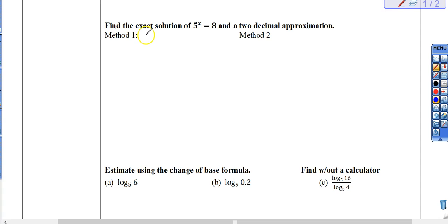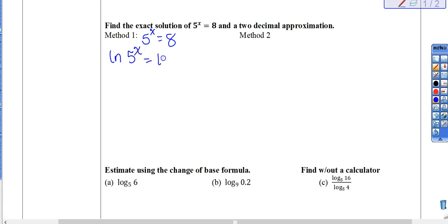So method number 1 looks like this. 5 to the x equals 8. Okay, so I want to solve that. I'm going to have to employ my log properties or my change of base. I'm going to use log properties this time. And the log property I'm going to use is property 8 that says if two numbers are equal, then the logs of those two numbers are equal.